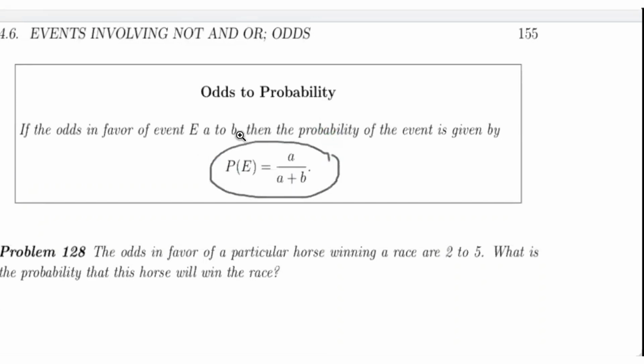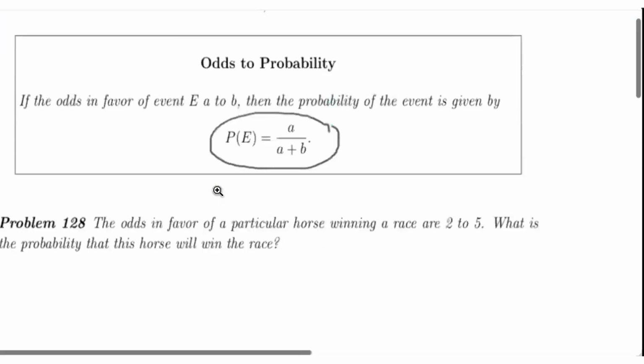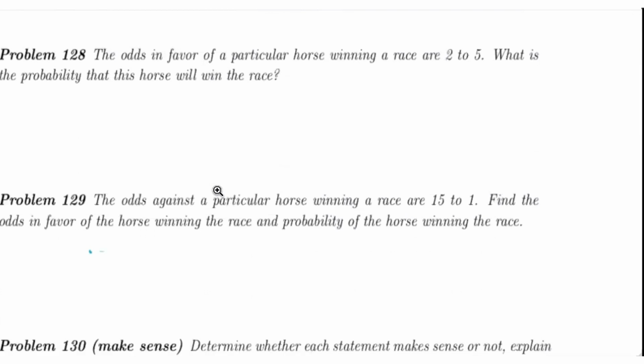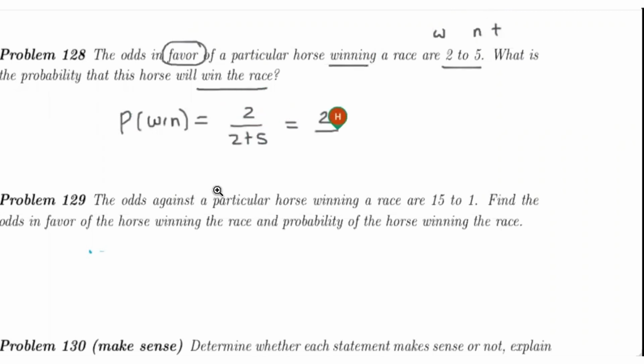Let's try problem 128. Odds in favor of a particular horse winning a race are 2 to 5. What is the probability of this horse winning the race? Horse winning, okay, so it's in favor. Probability of the horse winning the race: here is a win, there is not. So 2 over 2 plus 5, which is 2 over 7.